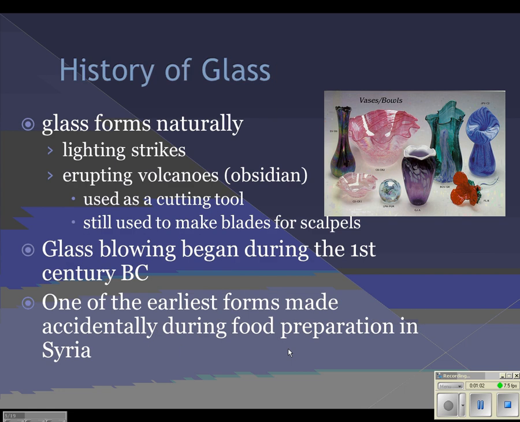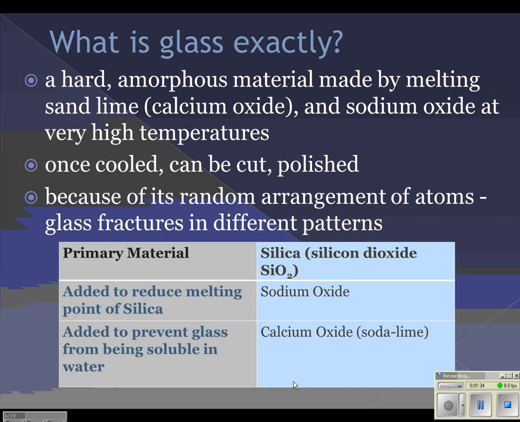If we look at the history of glass, glass can form naturally, just like in the movie Sweet Home Alabama. It is true that you can capture that energy from the lightning and turn sand into glass. From erupting volcanoes, we get things like obsidian, that beautiful black shiny igneous rock, which is used as a cutting tool and sometimes still used to make something as sharp as a scalpel. Glass blowing began during the 1st century BC, and we get those beautiful pieces of glass. And one of the earliest forms of glass was actually made accidentally during food preparation in Syria.